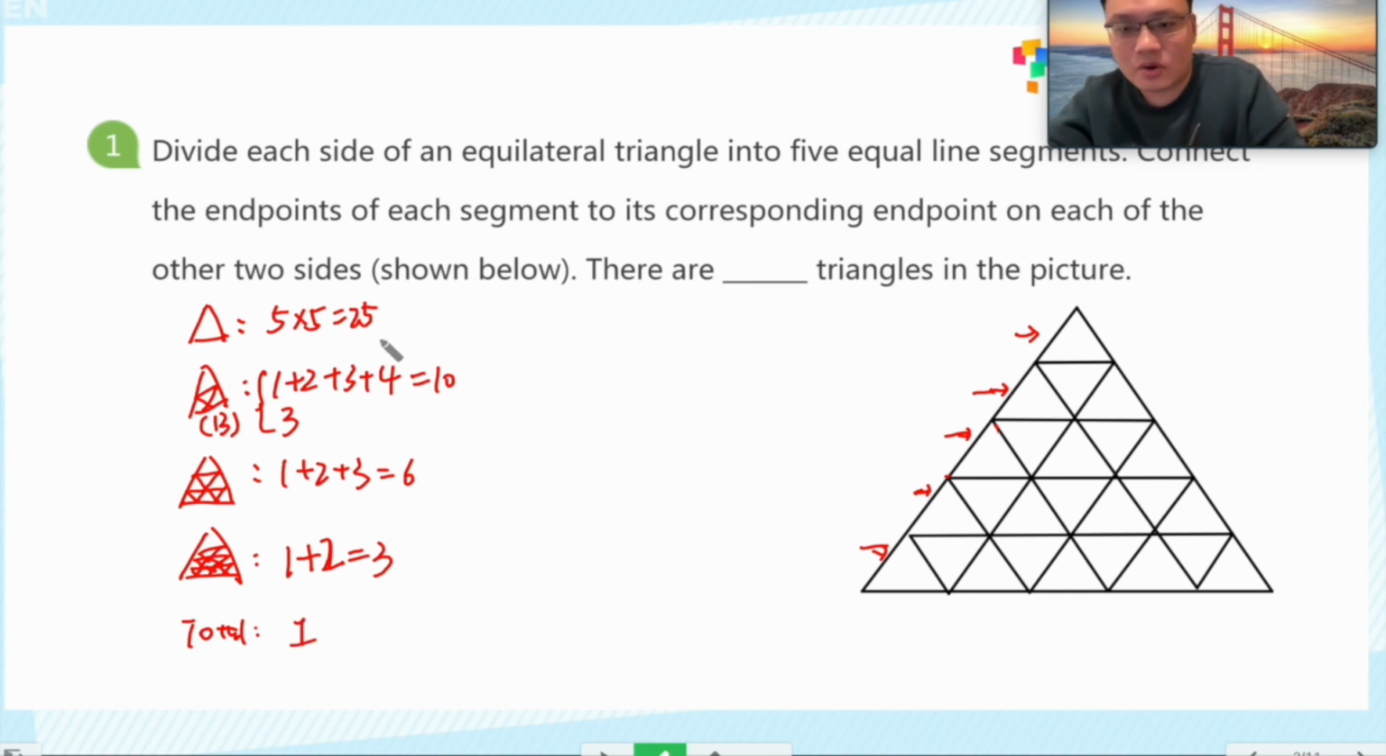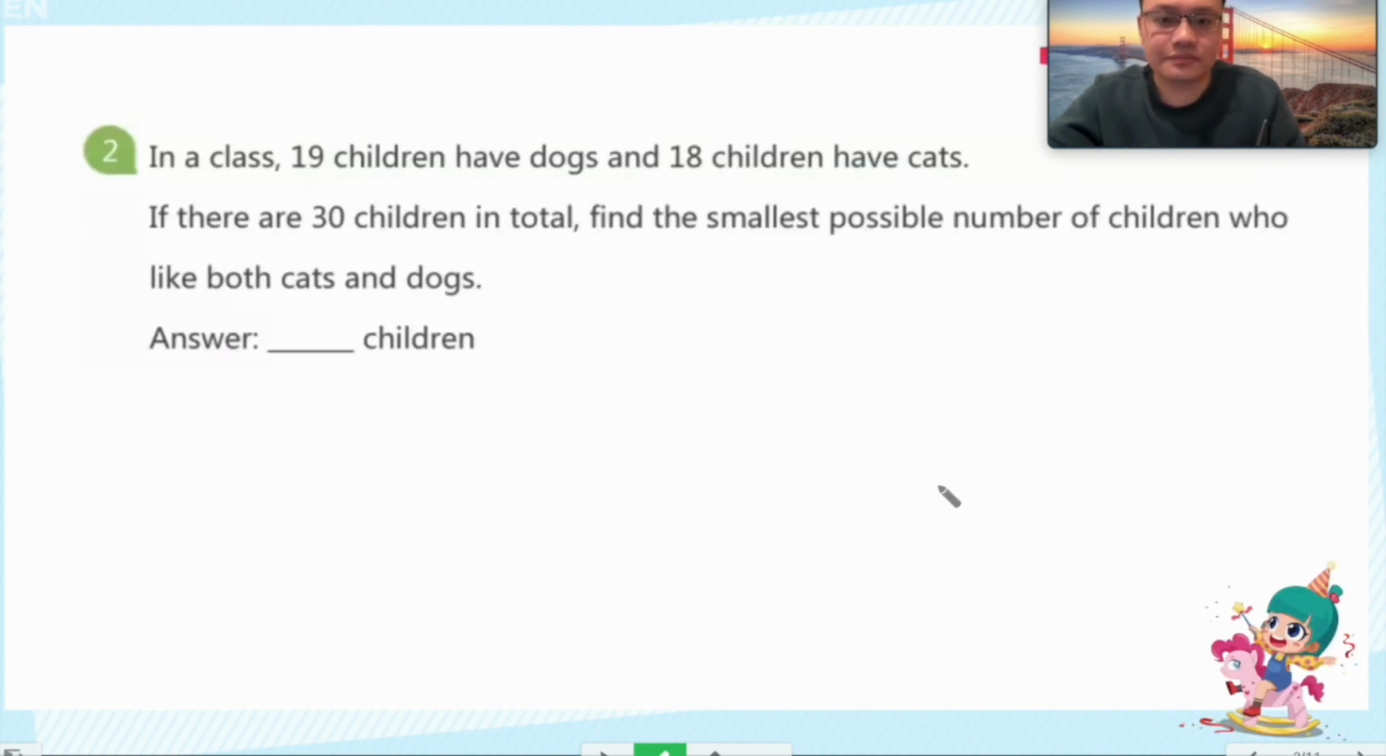Now you have to add them all together, which is 25, 13, 6, 3, and 1. So 25 plus 13 is 38. 38 plus 6 plus 3 plus 1, that will be 48. So 48 triangles. Next question.